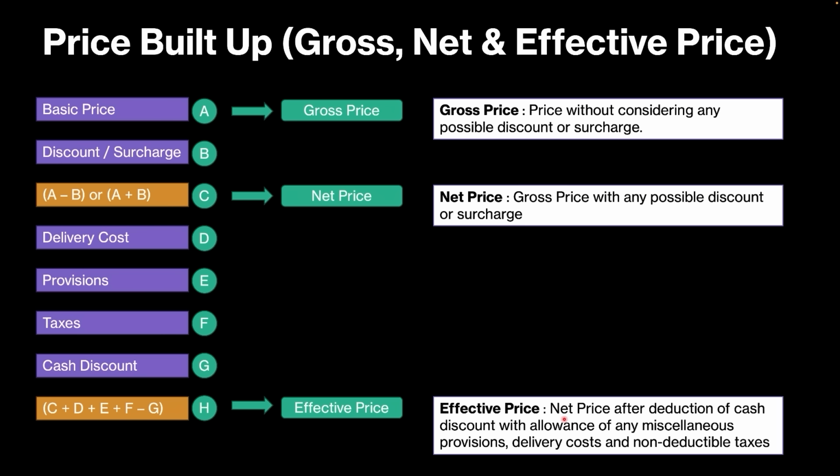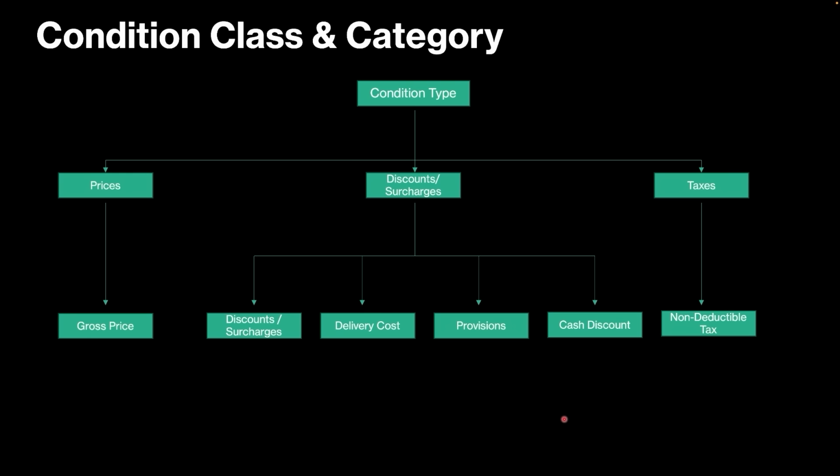Okay, so these three prices are very important, and you must understand the meaning and significance of these three prices, that is gross price, net price, and effective price. Now let's understand what is the meaning of condition class and condition category. So you can see we have this condition type which can be broadly classified into these three categories, that is prices, discount or surcharges, and taxes.